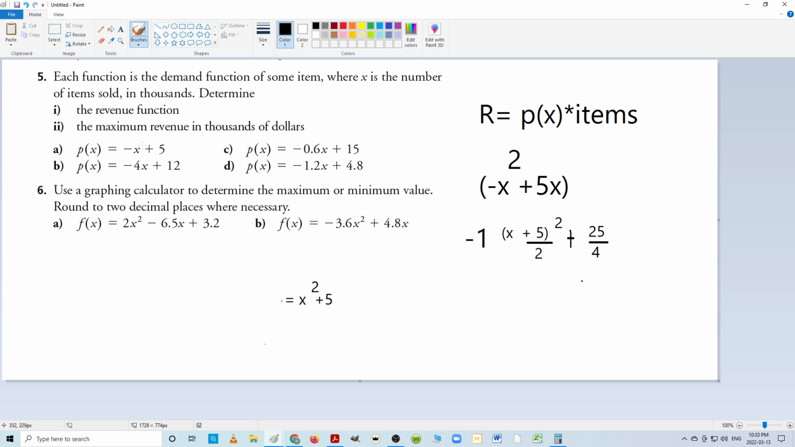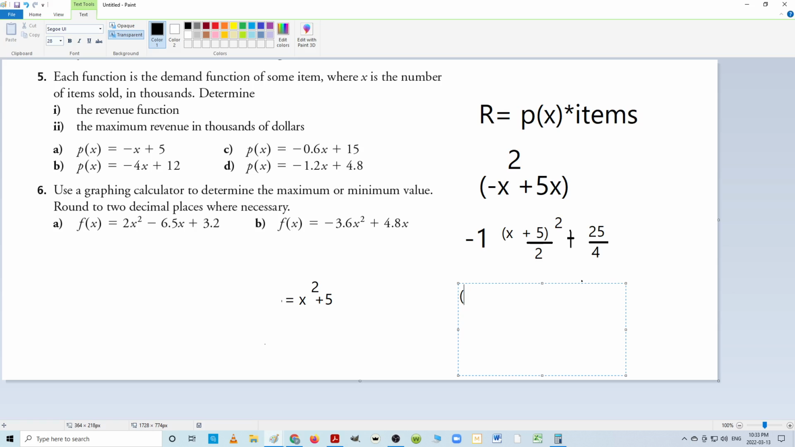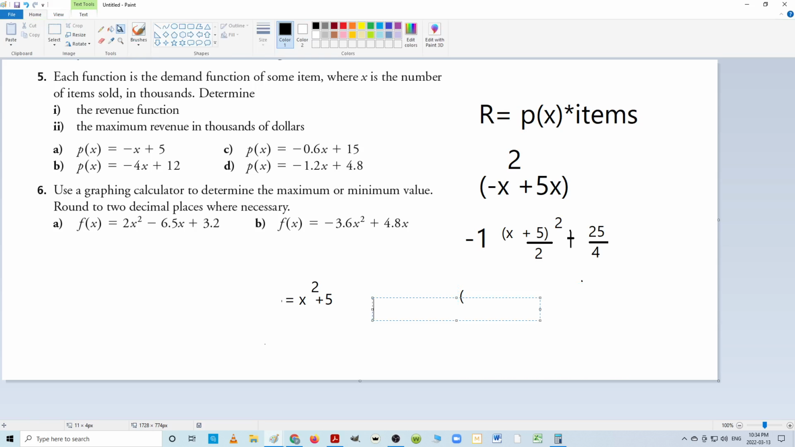And there we go. So that gives me a vertex of minus 5 over 2 thousands of products. So that would be 2,500 minus 2,500 products. Oh, sorry, yeah. I forgot when I took this minus 1 out, it actually became a negative. Like that.